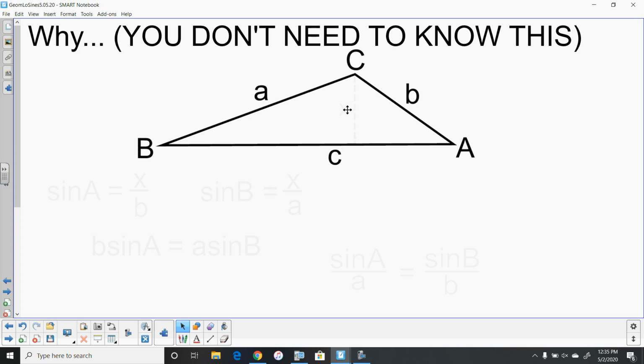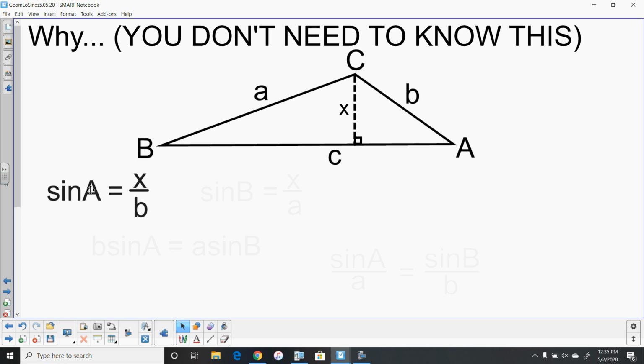Let's go ahead in here, and I'm going to dot in a little segment perpendicular to AB at the bottom. We're going to call that x. Again, this is just the derivation. This is where the law of sines comes from. You do not need to know this. However, I wouldn't be doing my due diligence not at least showing you, for those that are curious.